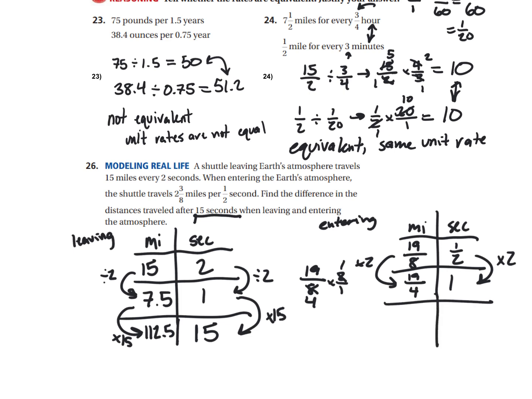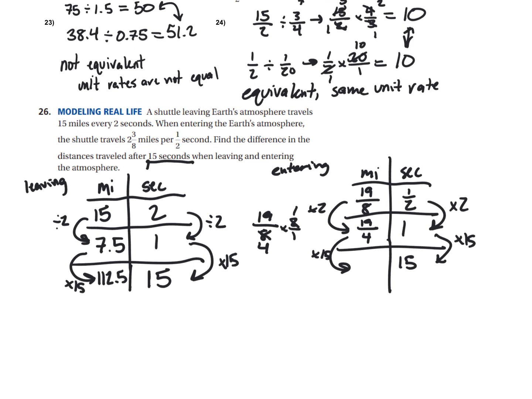And then again, it's asking for how many after 15 seconds. So I can multiply this by, and I can multiply this by 15. Same thing over here. Alrighty. 19 over 4 times 15 is 71.25. I use my calculator for that.